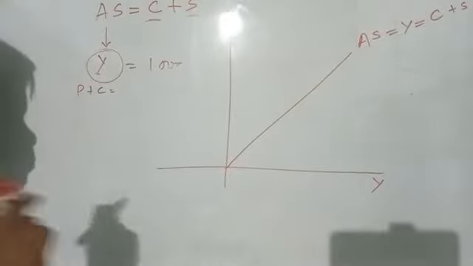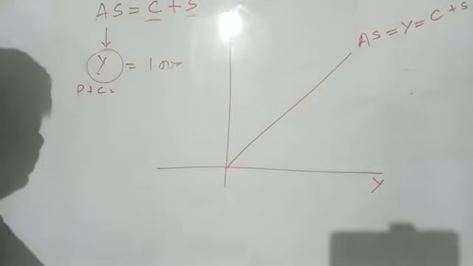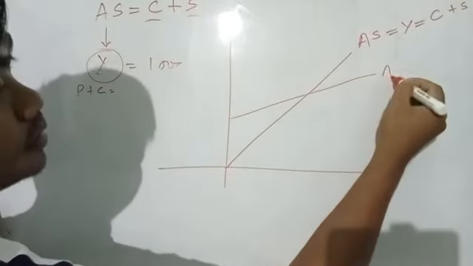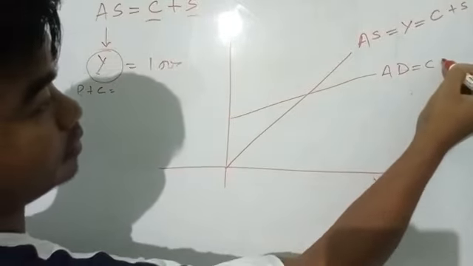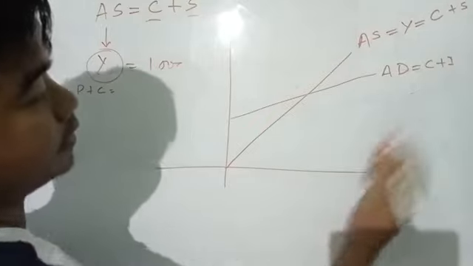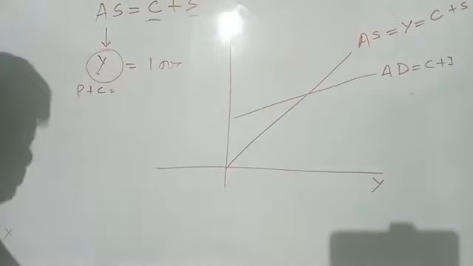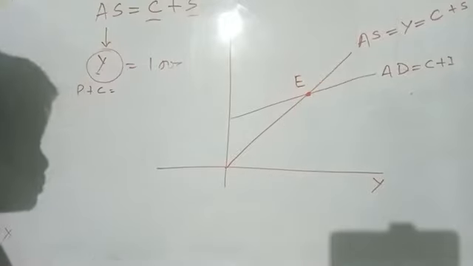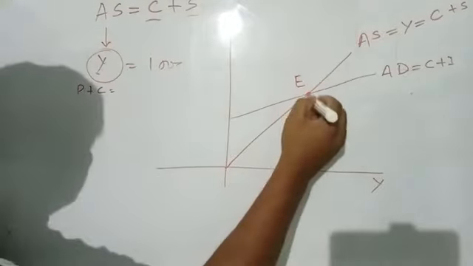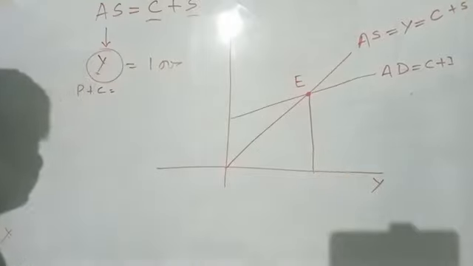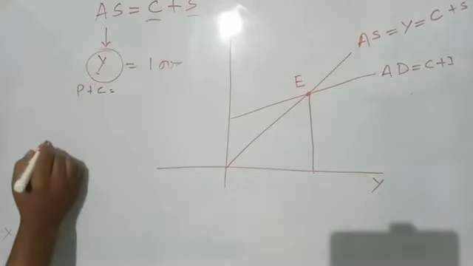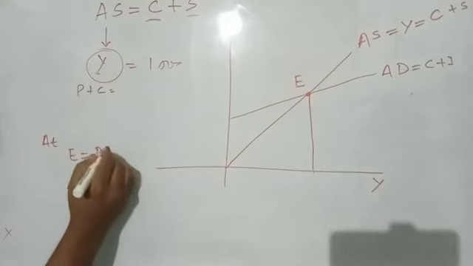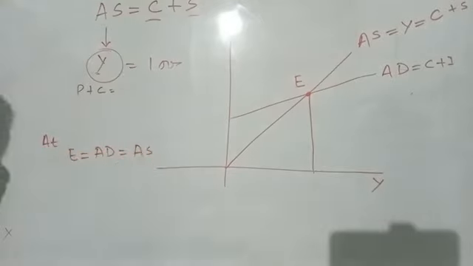Let us put the aggregate demand curve here. The aggregate demand curve we got in the previous discussion is like this: aggregate demand equal to C plus I. Now this particular point is actually E, meaning the equilibrium point. Why is it called the equilibrium point? Because at point E, aggregate demand equal to aggregate supply.